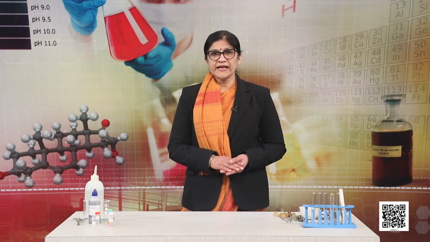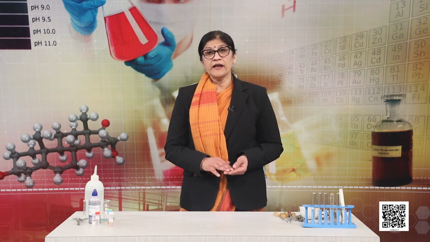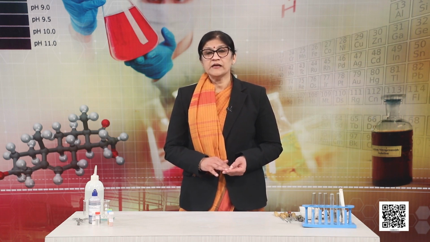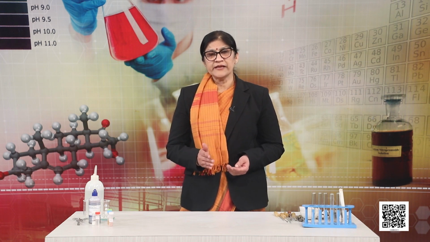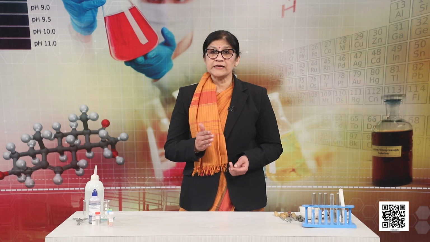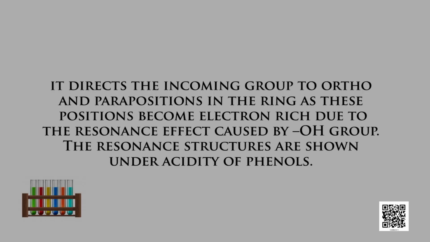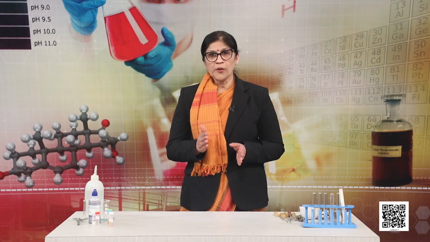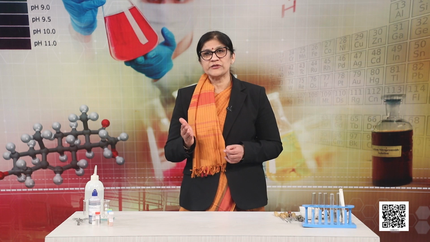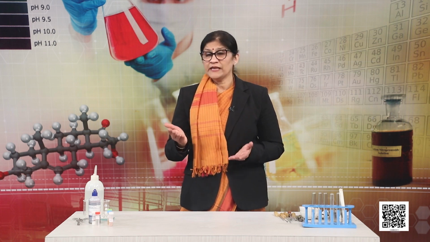The reaction that takes place on the aromatic ring are electrophilic substitution reactions. The OH group attached to the benzene ring activates it towards electrophilic substitution. Also, it directs the incoming group to ortho or para position in the ring. These positions become electron rich due to the resonance effect caused by OH group. The resonance structures were shown under acidity of phenols. Common electrophilic aromatic substitution reaction takes place in phenols as follows.